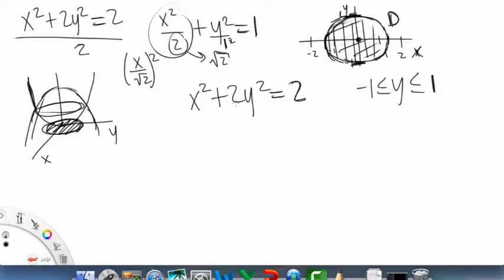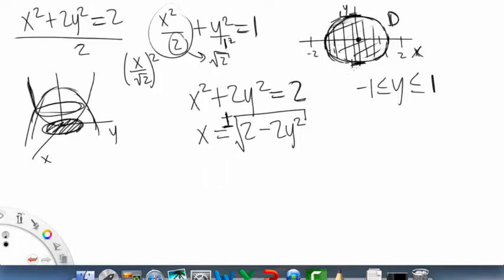So that means we have to find the bounds for x, and we can do so in terms of y as well. So let's just get x by itself. We have x equals 2 minus 2y squared. And then to get it by itself, we have to square root. So we put our little square root sign, and then the crucial plus or minus.